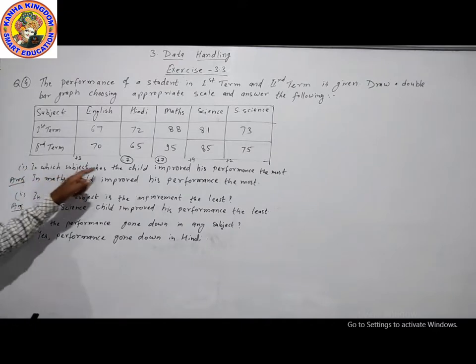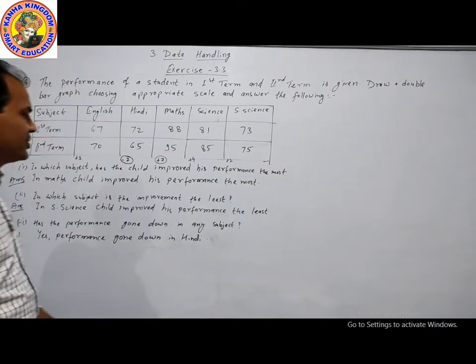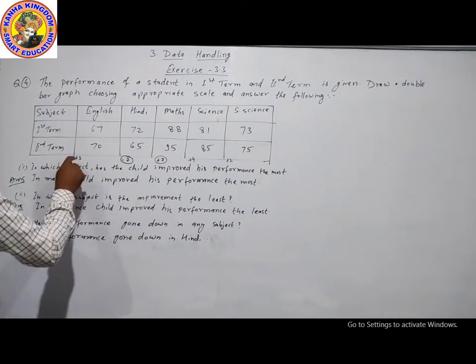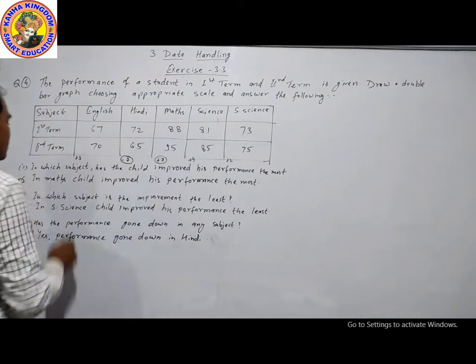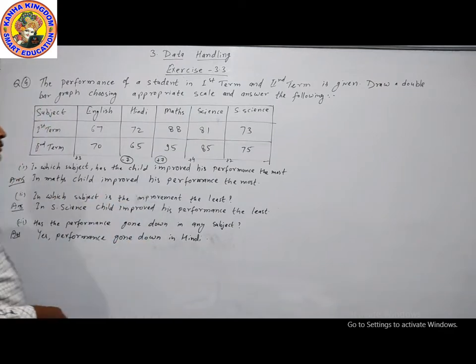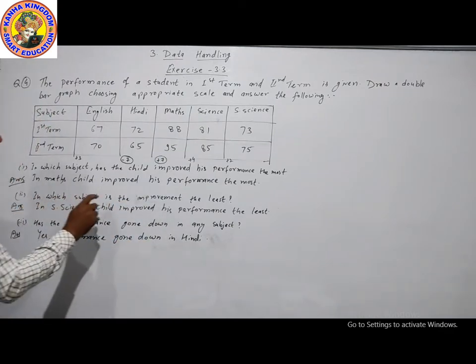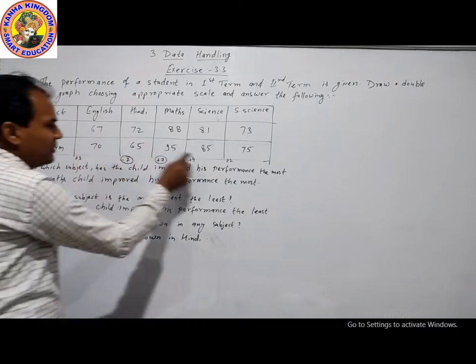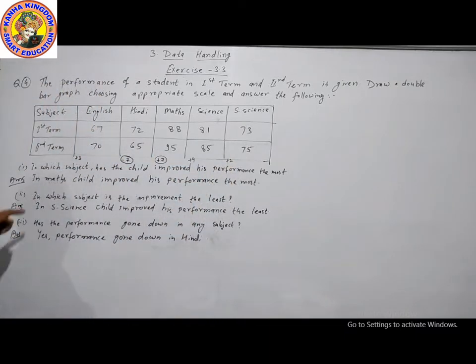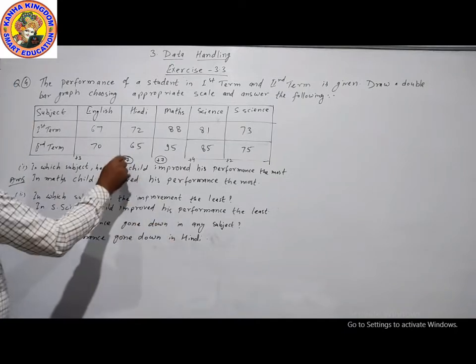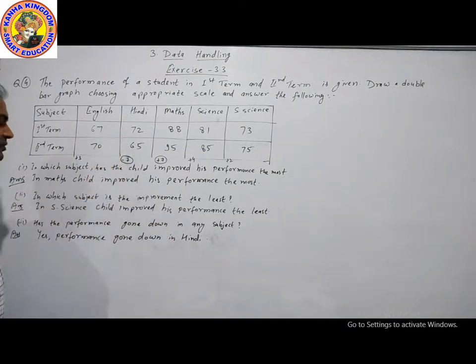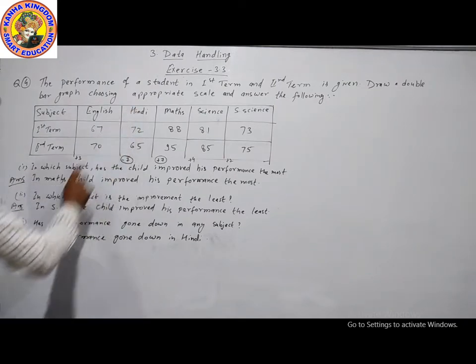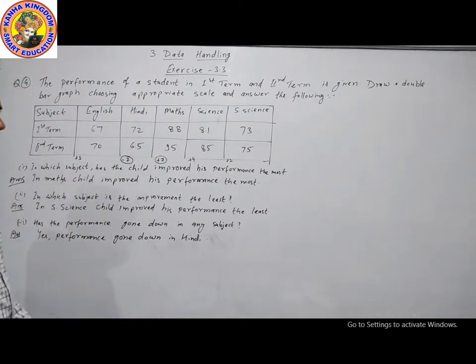First question: in which subject the child improved his performance the most? Which is the highest improvement? In maths. So in maths, the child improved his performance the most. Second is, in which subject is the improvement the least? The least improvement: 3, 4, 2, so 2 is the least. So in social science, the child improved his performance the least. Third one, has the performance gone down in any subject? Yes, there is -7, so performance goes down. Yes, the performance goes down in Hindi.